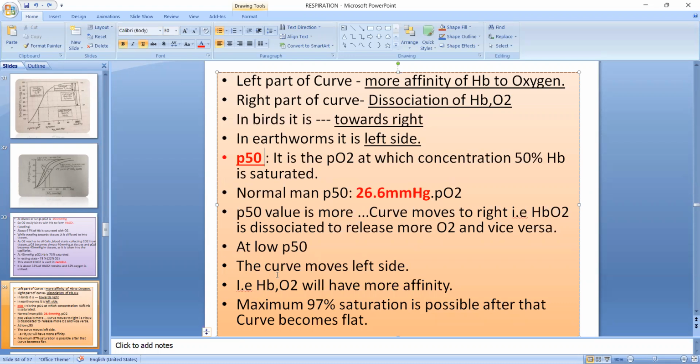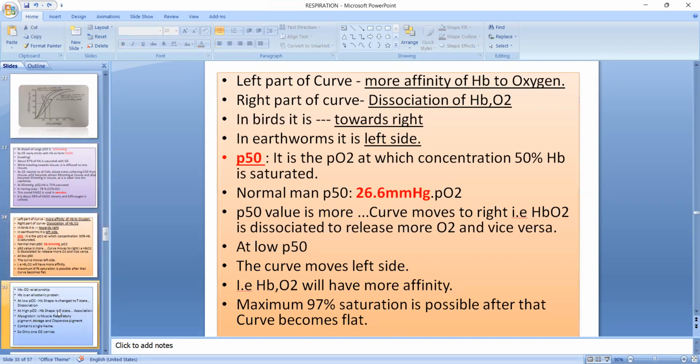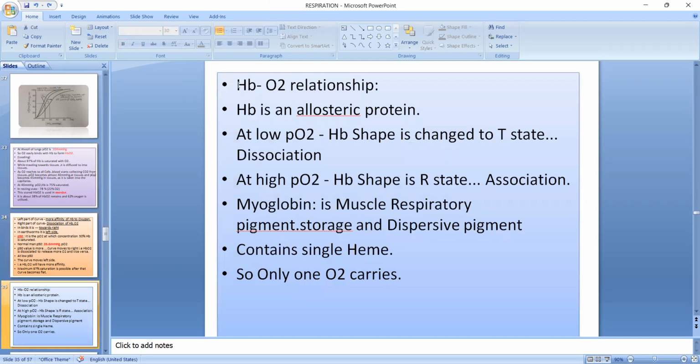Anyway, right. At a low P50, the curve moves left side, that is HbO2 will have more affinity. Maximum 90% of saturation is possible. After that, the curve becomes flat, ఎందుకంటే there will be no hemoglobins to bind. And HbO2 relationship, it is simple one, not much important.